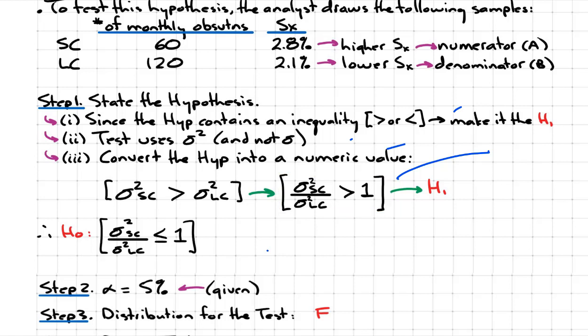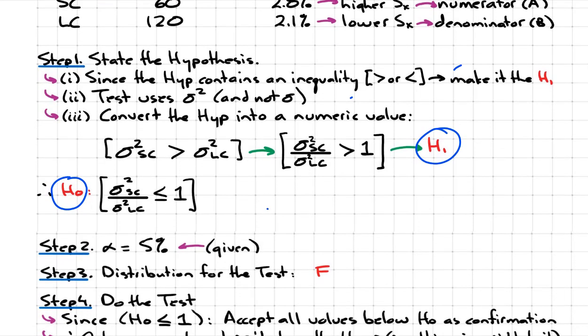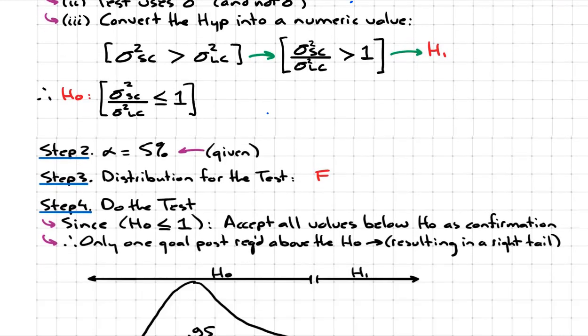Now, the alternative and the null are perfect complements. So if the alternative says that this ratio is greater than 1, then the null would say that it's less than or equal to 1. So collectively, they are mutually exhaustive. They represent all possible scenarios. There's no in-betweens. Great. Okay, step 2, level of significance.